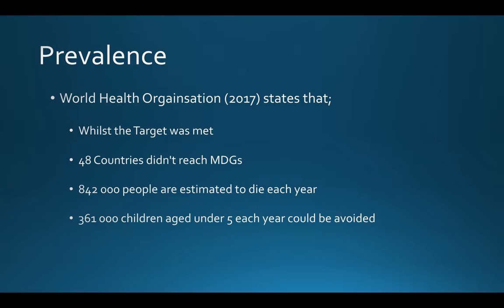So 842,000 people are estimated to die each year from diseases related to water. 361,000 children aged under 5 each year could be saved. So that's saying that most of the deaths that occur are virtually things that can be prevented, due to infrastructure, education, and knowledge about the dangers of unsafe water.